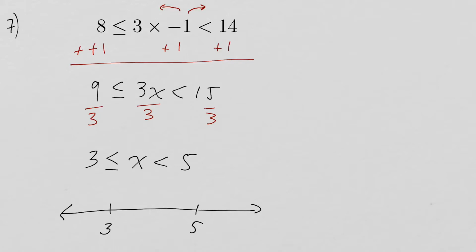X is greater than or equal to 3, so this is going to be a bracket facing to the greater. But it's less than 5, so it's going to be a parentheses on the 5, and then I just join it like that.